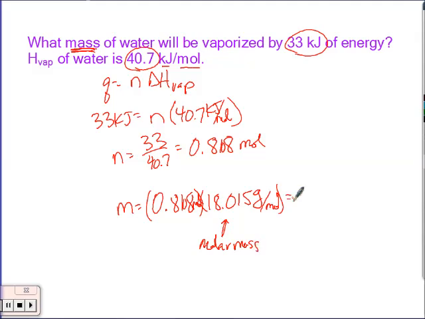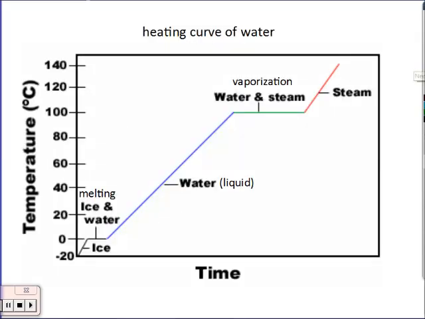And when I calculate that out, I get 14.6 grams. This is the amount of water that will be vaporized if I add 33 kilojoules of energy to it. And if I were to take a scoop of ice or a scoop of snow from outside, this at negative 20 degrees, initially it's a solid and it's cold.